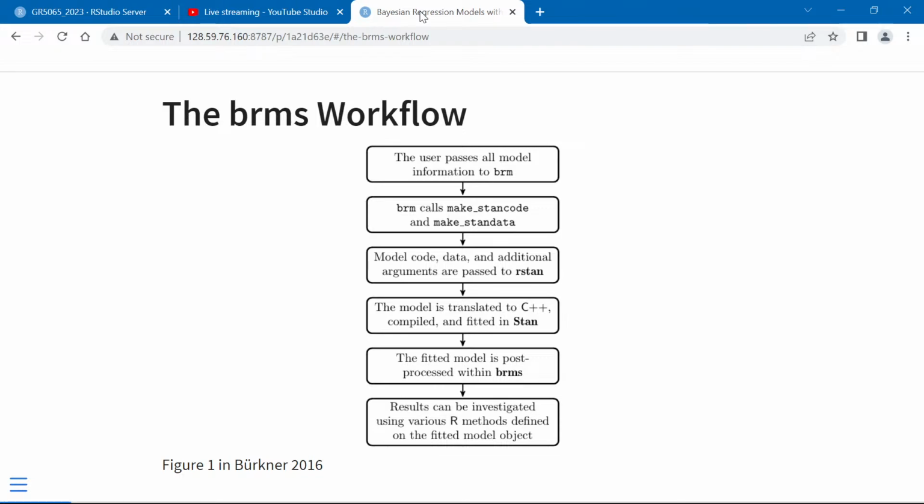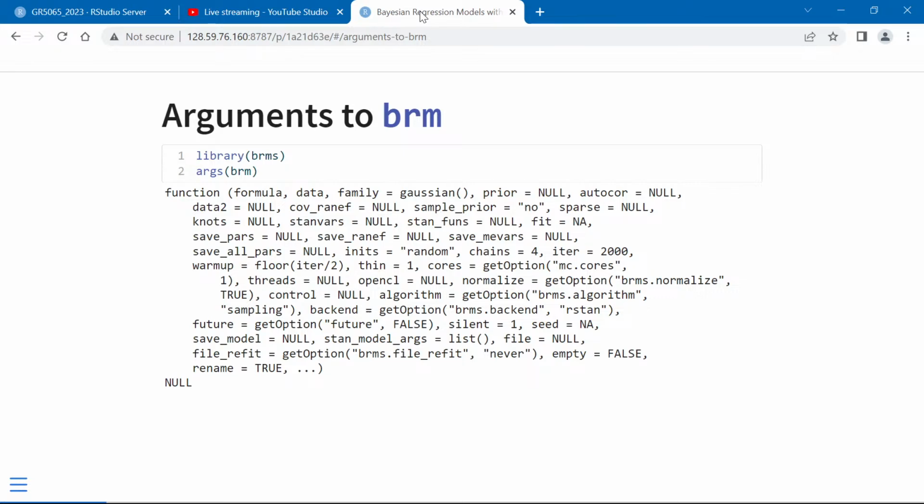It's intended to make it rather easy for someone to do a lot of different things. But that sometimes means making code in a formulaic way rather than the way a human who knows what they're doing would write the code, even though it might be equivalent to that. And so the main function in BRMS for estimating models is called BRM, short for Bayesian Regression Model.